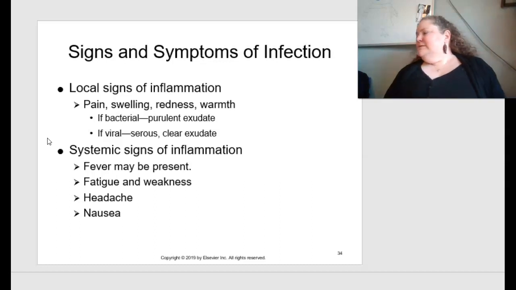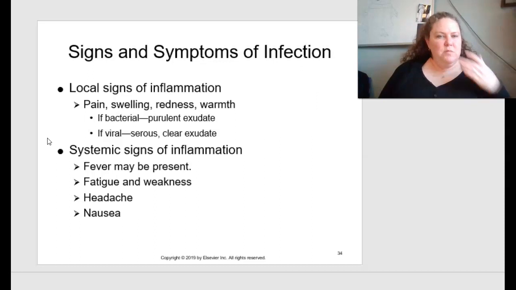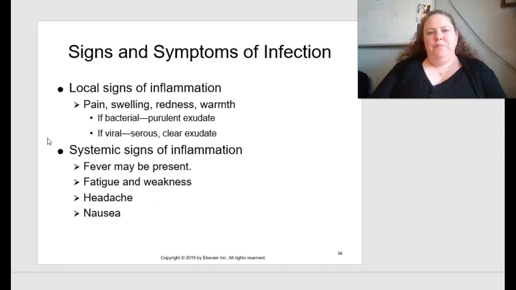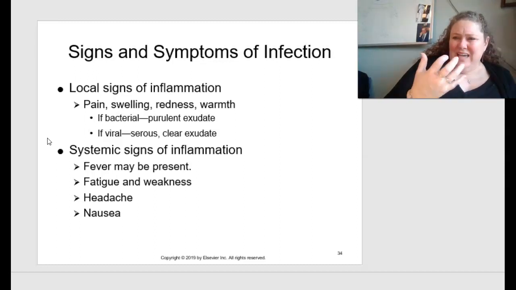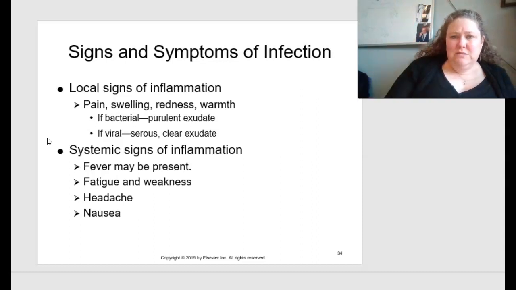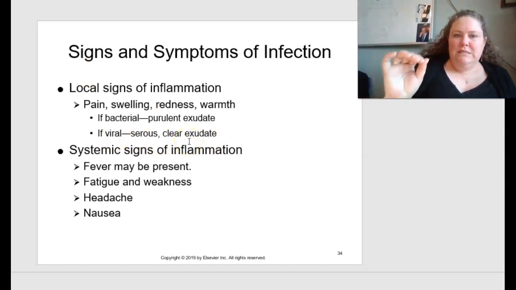So with signs and symptoms of infection, the local signs of inflammation would be pain, swelling, redness, and warmth. If it's bacterial, you can have a purulent exudate. If it's viral, then you have a serous clear exudate. So purulent is like the pussy kind of creamy, gross stuff. Where if it's viral, it's going to be like clear, almost like a serum in a way.